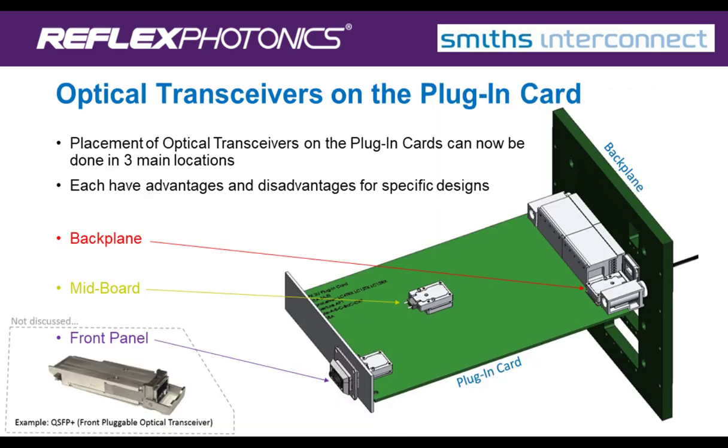I'll be talking today about two specific things of where these optical transceivers might go in this type of configuration. There's a third one. So the first one is primarily this backplane idea where the transceiver gets to be placed right up against the backplane. The midboard, which is a transceiver that can be placed anywhere in the area of the plug-in card. And then, of course, there's the front panel, which has been there for many years now. And I won't really discuss this one, but I'm sure most of you are aware of front panel optics.